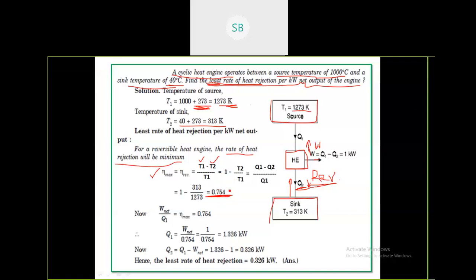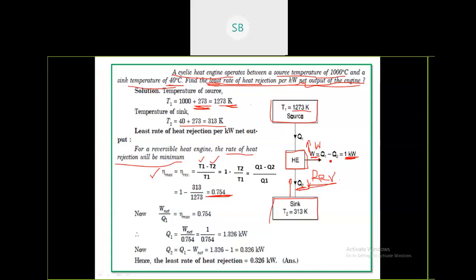After that, what is the next step? We have to find the least rate of heat rejection per kilowatt net output of the engine. That means if the work output is 1 kilowatt, then what is the value of Q2?